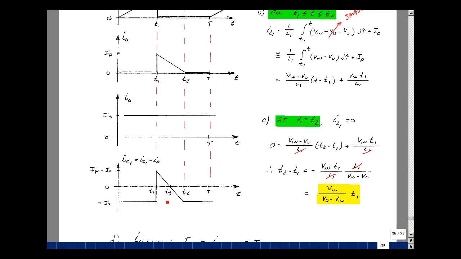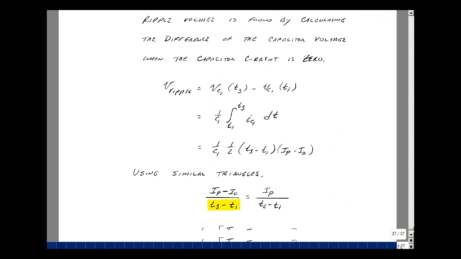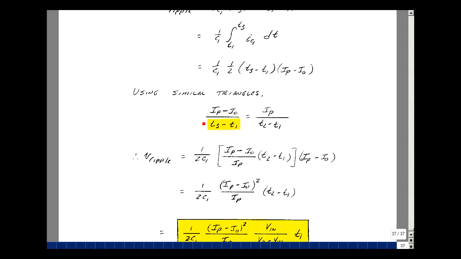But we don't have an expression for T3 minus T1. But we do have an expression for T2 minus T1. So we can again use similar triangles. The ratio of this height, which is just equal to I sub P minus I0 plus I0, divided by T2 minus T1. That has to be the same relationship as this height, which would be I sub P minus I0 divided by T3 minus T1. Go back to page 37. So that's an expression we just did.